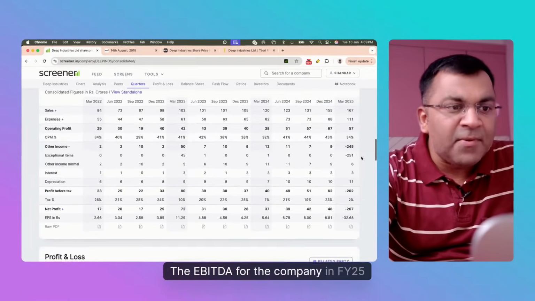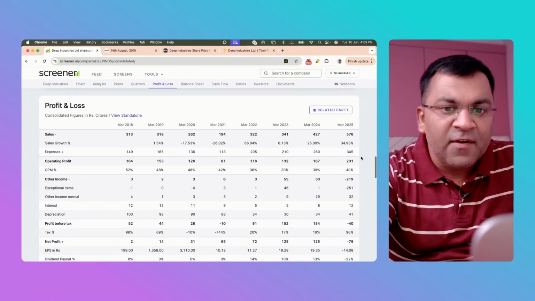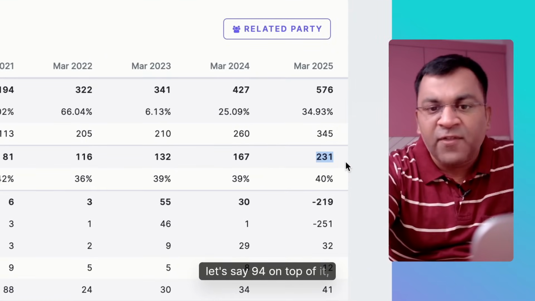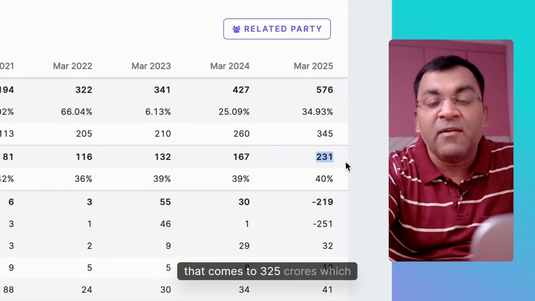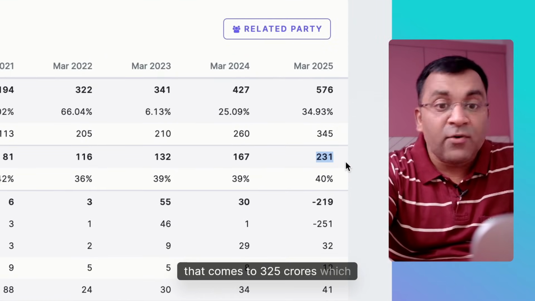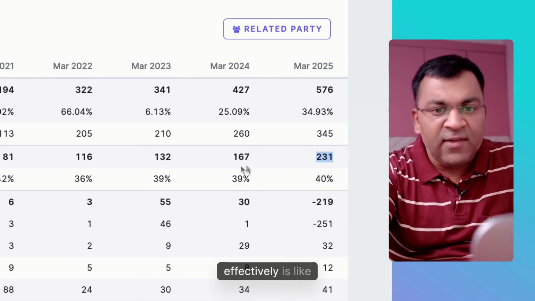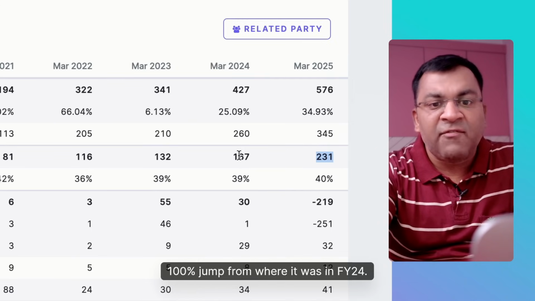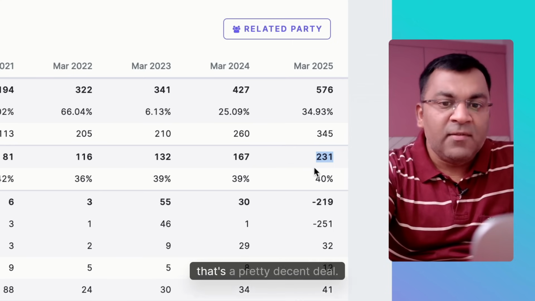The EBITDA for the company in FY25 was 231 crores. So you add another, let's say 94 on top of it, that comes to 325 crores, which effectively is like a 100% jump from where it was in FY24. So that's a pretty decent deal.